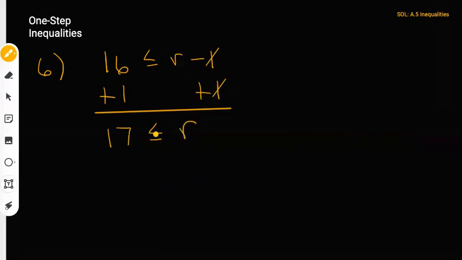So 17 is less than or equal to r. Now, if I wanted to flip that, I could put r on the left side, 17 on the right side, and then since the inequality symbol is pointing towards 17, I still have to point towards 17 to make it right. So r has to be greater than or equal to 17. So my solution set is going to be all the real numbers r such that that real number r is greater than or equal to 17. That's my solution set.